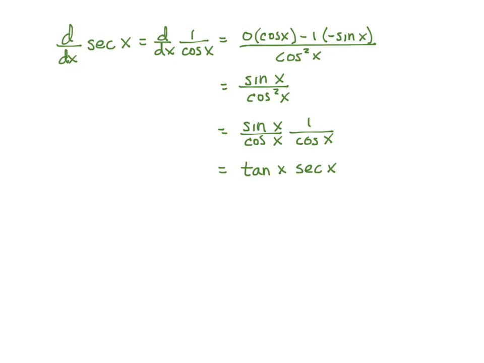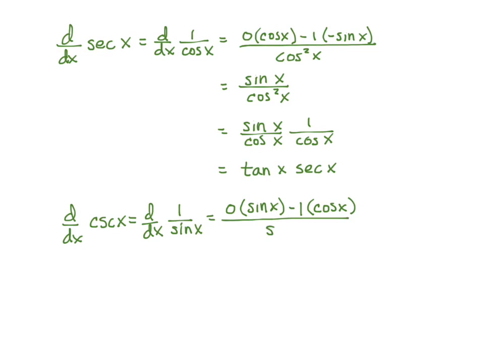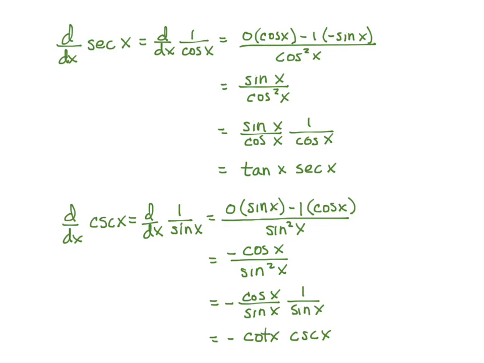the secant. Okay, and then we have one more, which is the cosecant, and that's the derivative of 1 over sine. And so the derivative of 1 is 0 times the sine of x minus 1 from the numerator times the derivative of the denominator, sine, which is cosine. And then that's over the denominator squared, the sine squared of x. And so we get negative cosine over sine squared of x. And if we state that first by separating the sine of x, what we get is the negative cotangent times the cosecant equals the derivative of the cosecant.